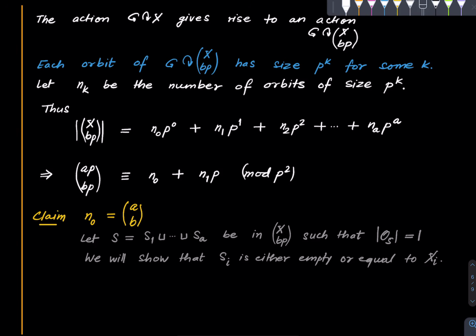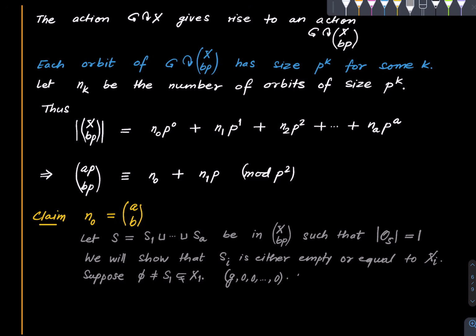So suppose S1 is non-empty and at the same time is properly contained in X1. So then we want to produce a contradiction, basically. And you can replace S1 by Si and X1 by Xi. So in this case, what happens is, just consider the elements of the sort (g, 0, 0).